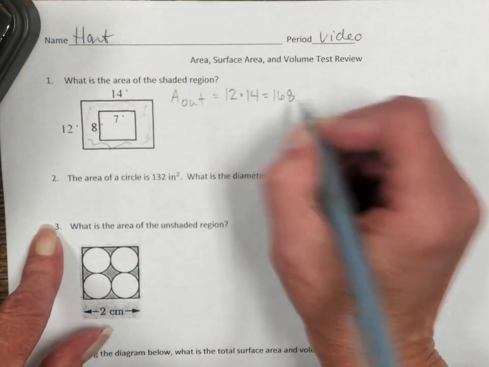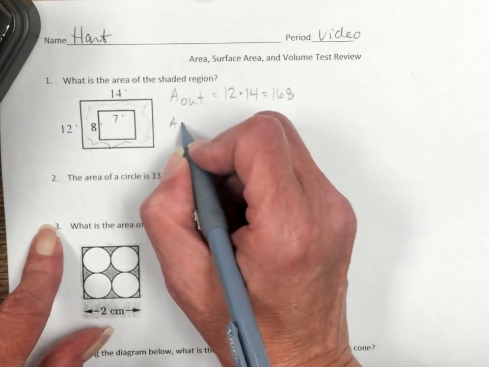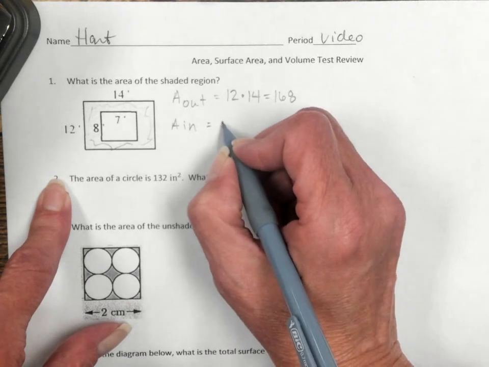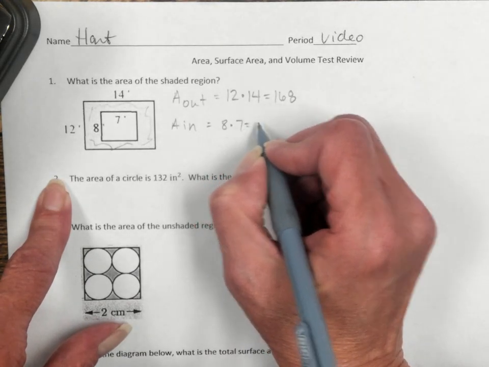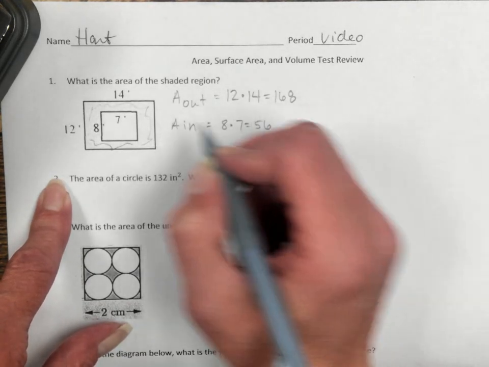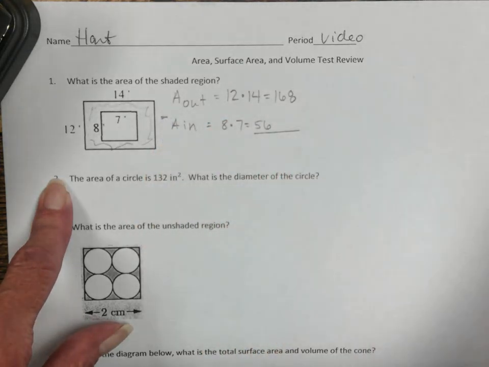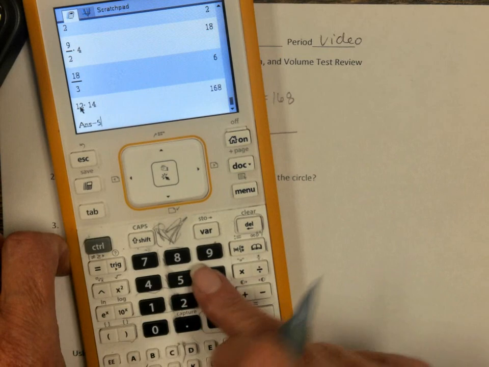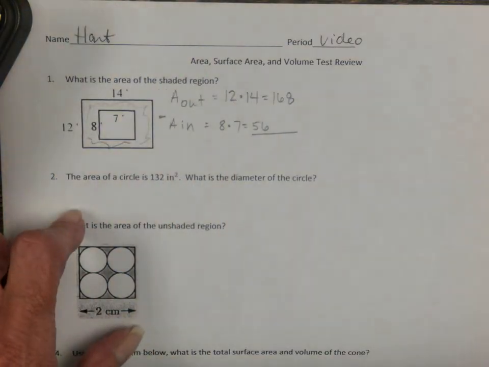Write that down. And now the area of the inner, still length times width, so 8 times 7, which is 56. And I'm going to subtract those. So 168 minus 56 gives me 112.